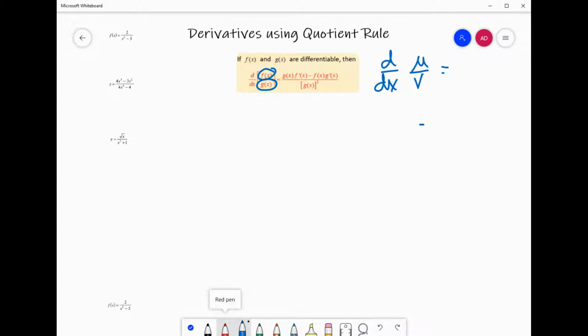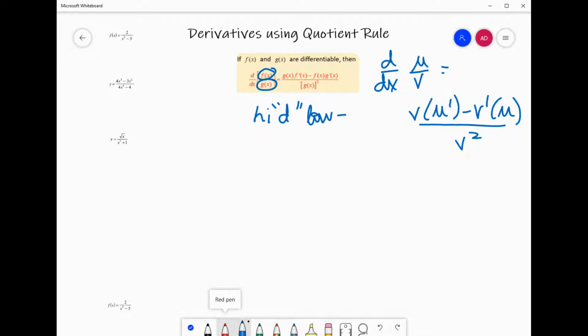The derivative is basically this. You take the denominator, you throw it in the bottom, you square it, you throw it back up top so you don't forget about it, and then you take the derivative of the top minus the derivative of the bottom, which is v prime, times the top. This has also been known to be said as high d, meaning the derivative, right? Low, minus low d, high, over low, low.